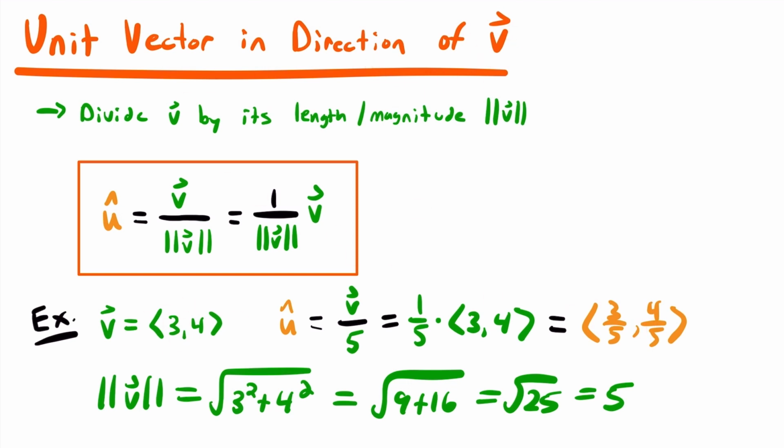And so all that means is that this unit vector has the same direction as this position vector, except this vector has a magnitude of 1. It's a unit vector. And so let's see if that's true.